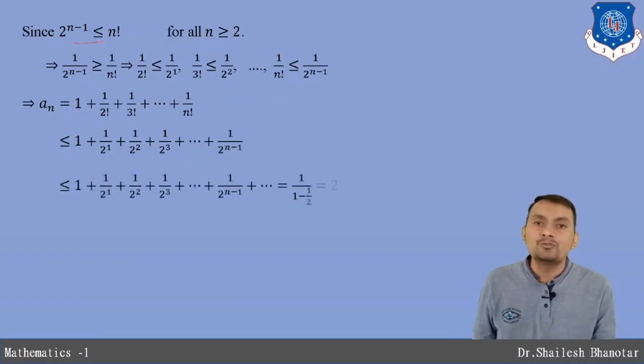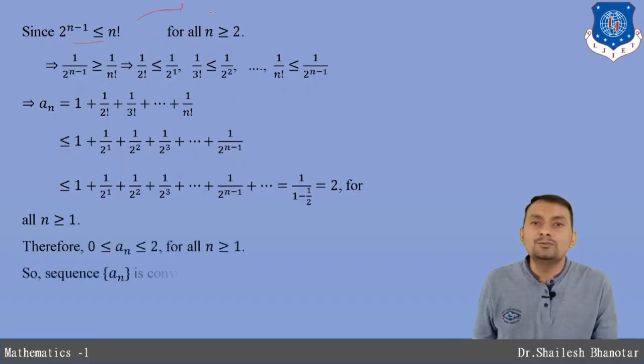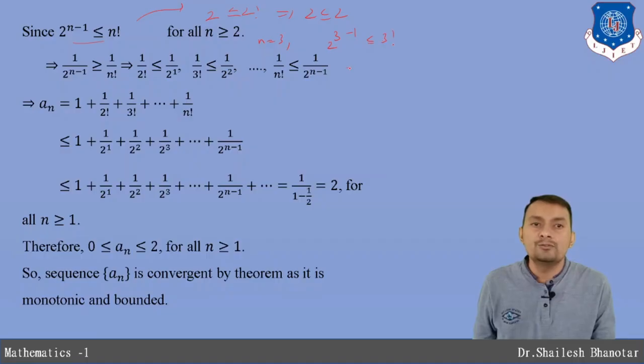So whenever I assume that it's reciprocal, you can also verify that for n equal to 2, you are left with 2 less than or equal to 2 factorial, and that is true. For n equal to 3, you are left with 2 raised to 3 minus 1 is less than or equal to 3 factorial. So 2 squared, that is 4, is less than or equal to 6. That means this is going to hold.